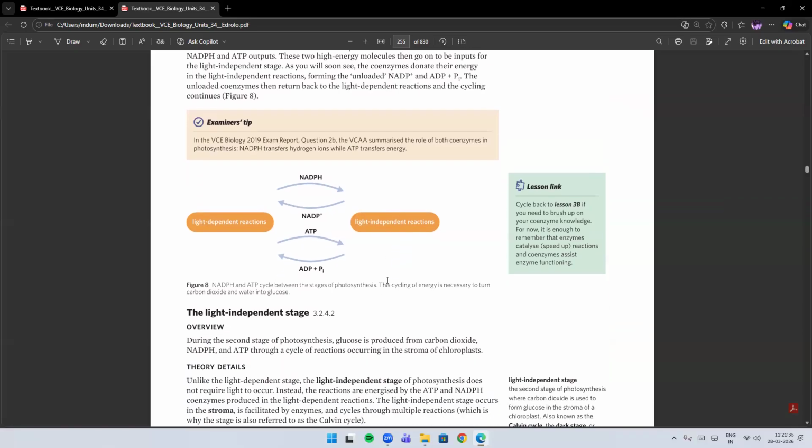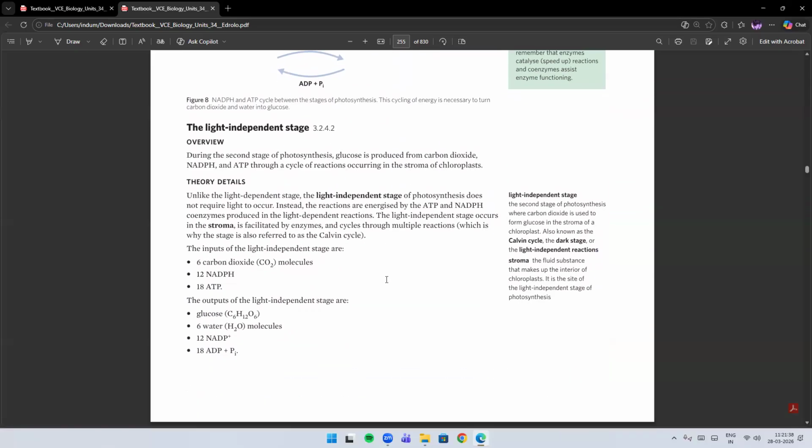Figure 8. The light-independent stage. Overview. During the second stage of photosynthesis, glucose is produced from carbon dioxide, NADPH, and ATP through a cycle of reactions occurring in the stroma of chloroplasts. Theory details. Unlike the light-dependent stage, the light-independent stage of photosynthesis does not require light to occur. Instead, the reactions are energized by the ATP and NADPH coenzymes produced in the light-dependent reactions.